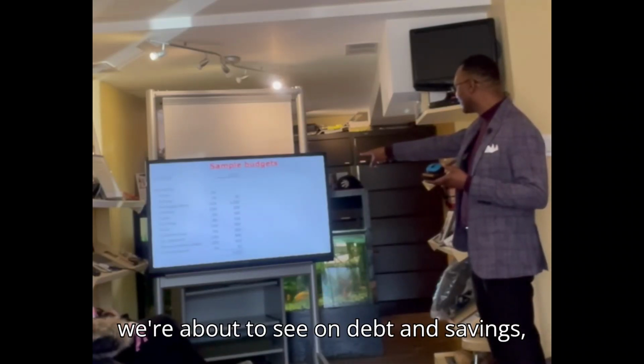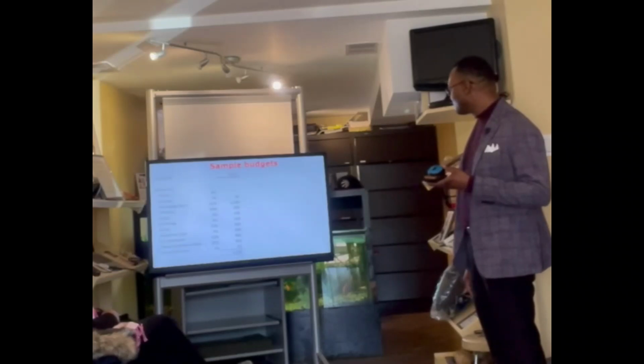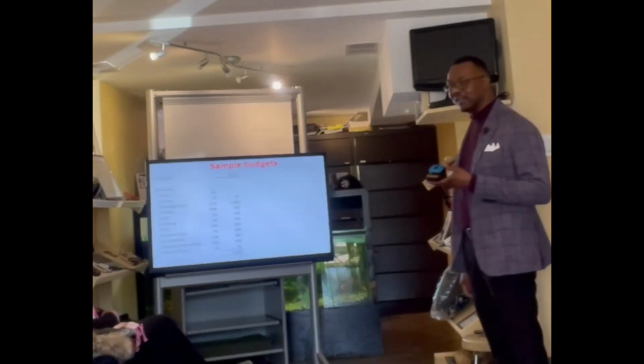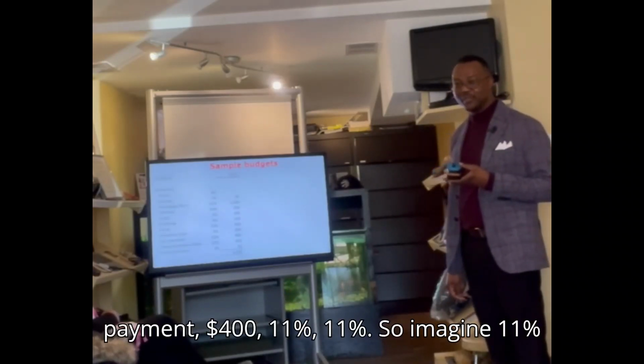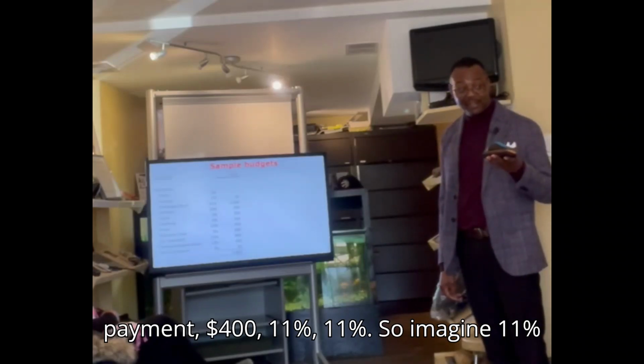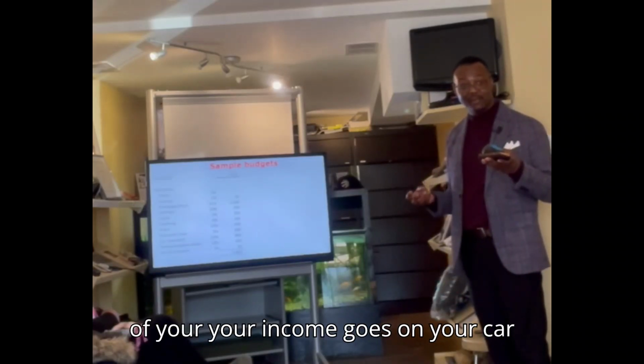We're about to say debt and savings. Car payment too. The car payment, $400. I'm saying it's 11%. So imagine 11% of your income goes on your car payment.